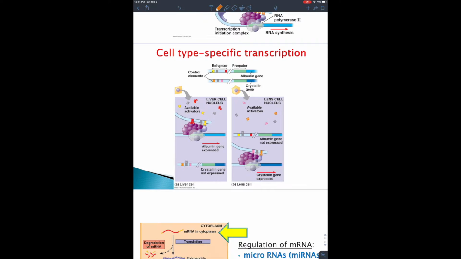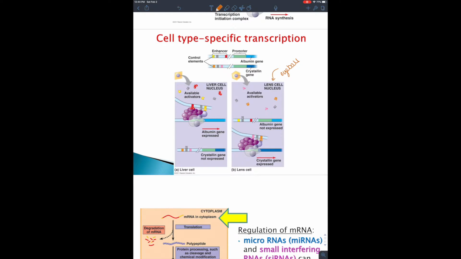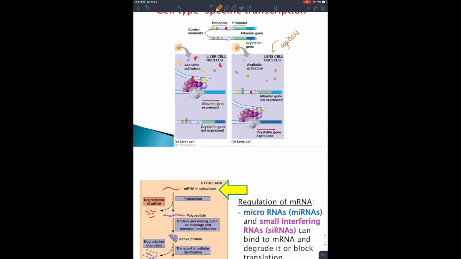One example that I put in here is the difference between a liver cell and a lens cell. So lens cell, what do you think that belongs to? Eyeball. So let's take a look. Same DNA, same genes, but the difference is what is turned on versus what's turned off. So if I look at this liver cell on the left, albumin gene needs to be expressed because it's needed. However, the crystalline gene is not expressed because it is not needed by the liver cell. The gene is there, but it's not being expressed.